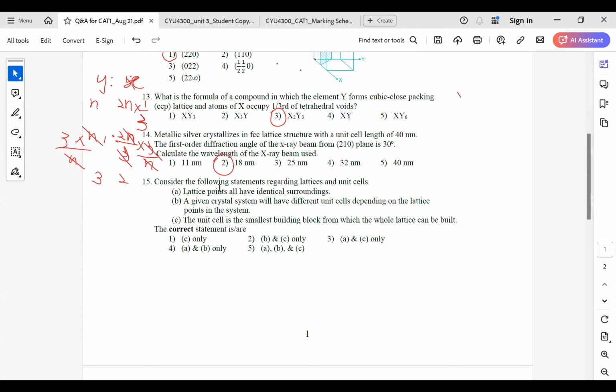Consider the following statements regarding lattices and unit cell. Lattice points all have identical surroundings. Do you agree?